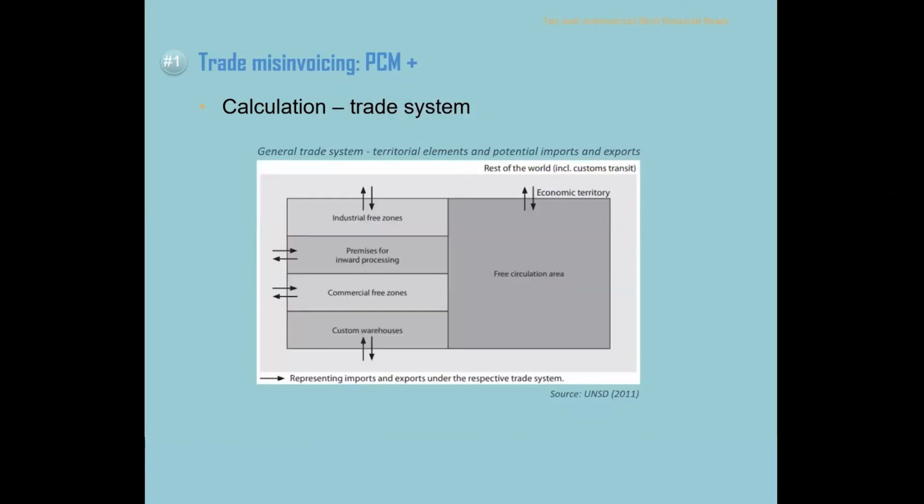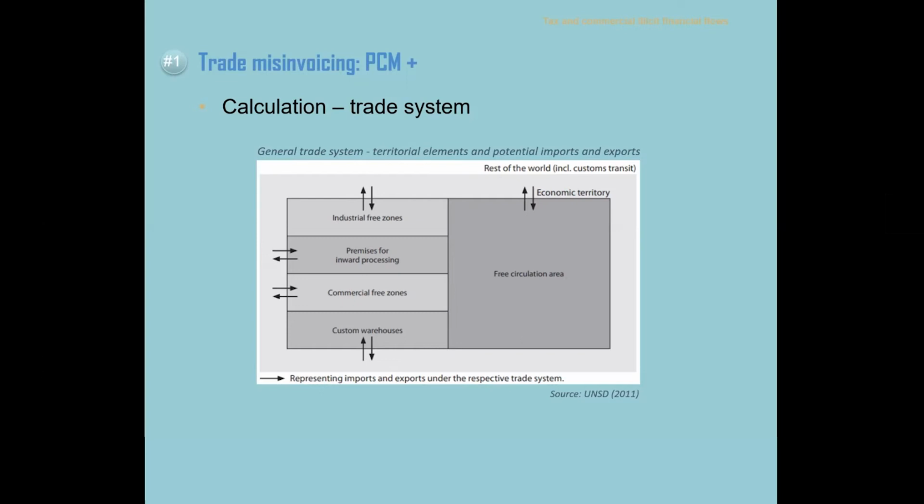So first we have to check what is going on with the trade system. We know that sometimes the differences in the trade systems between countries may lead to trade asymmetries, but those asymmetries cannot be attributed to illicit financial flows.